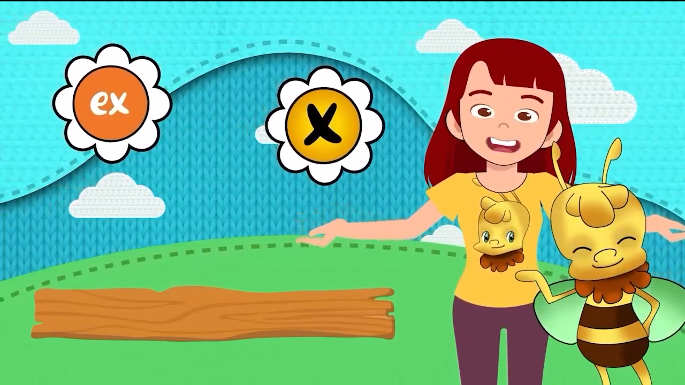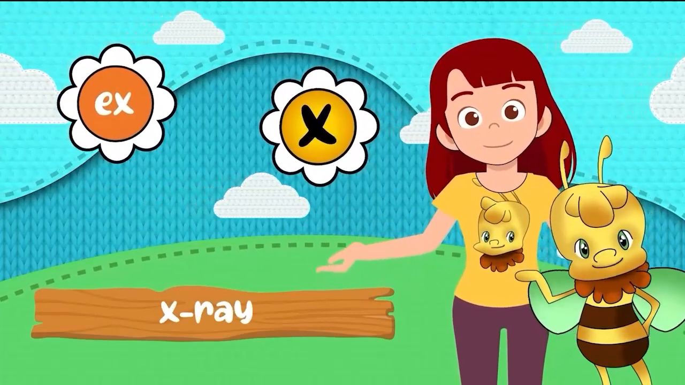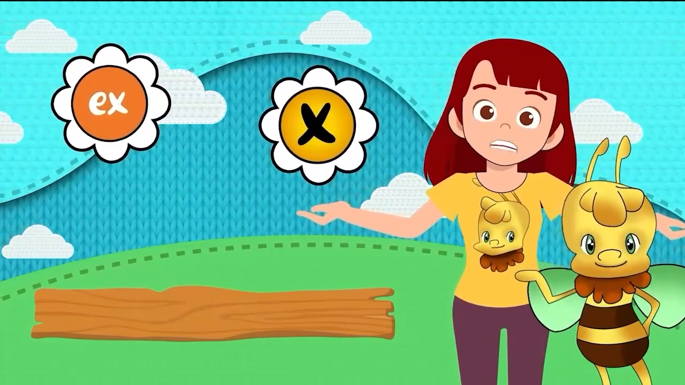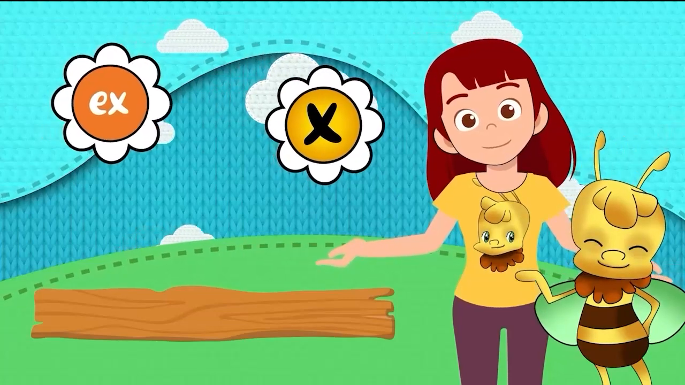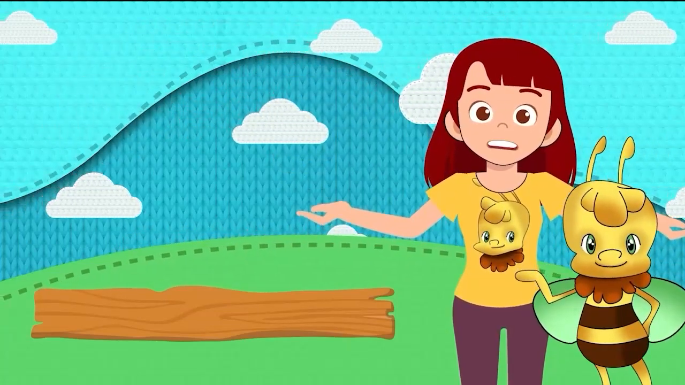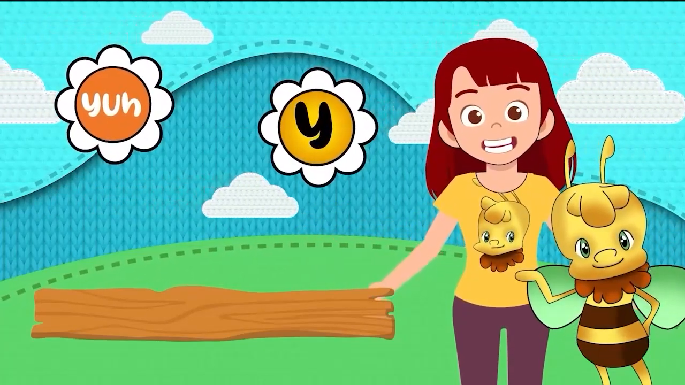We use the sound X to say words like X-ray, fox, and xylophone. Practice saying it again. X. One more time. X. Excellent. We get the sound Y from the letter Y.